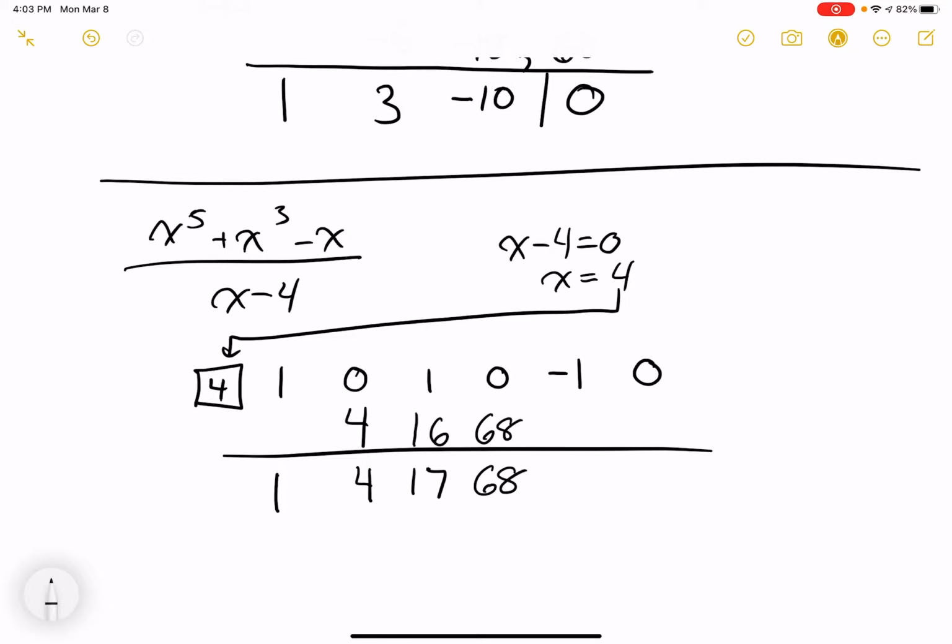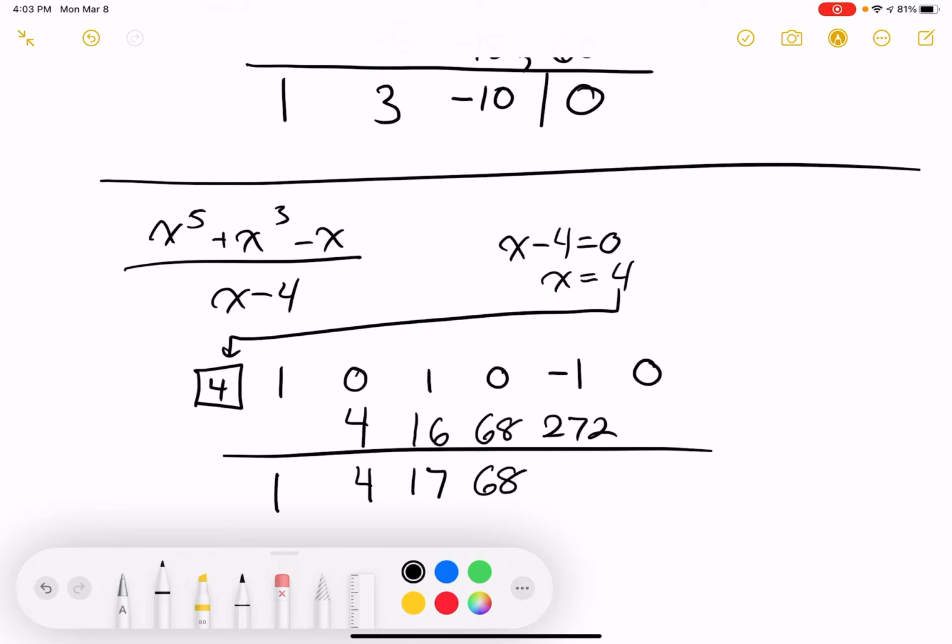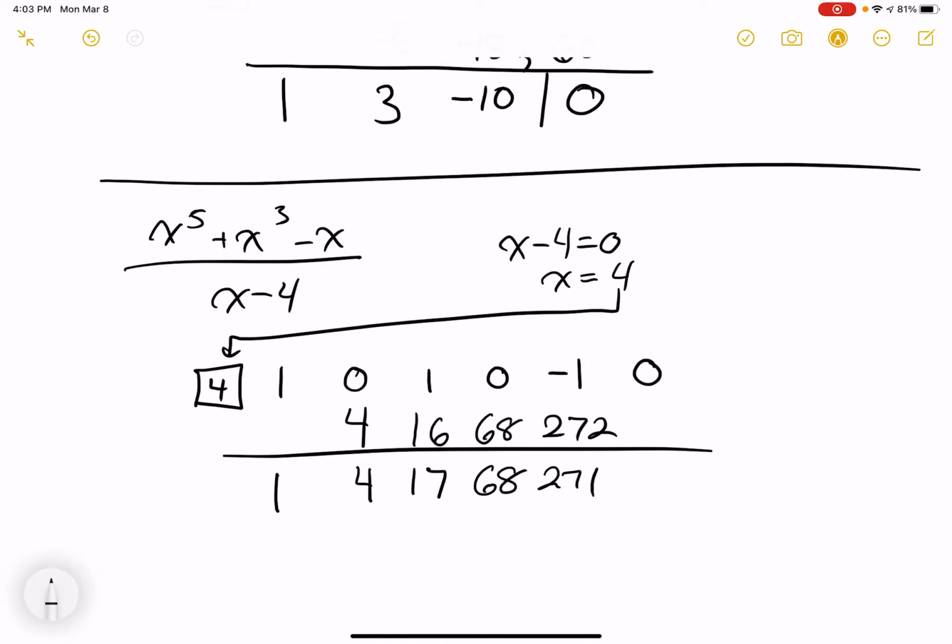68 times 4 is 272. Add that through, and I'm going to get 271. 4 times 271 is 1084. Okay?